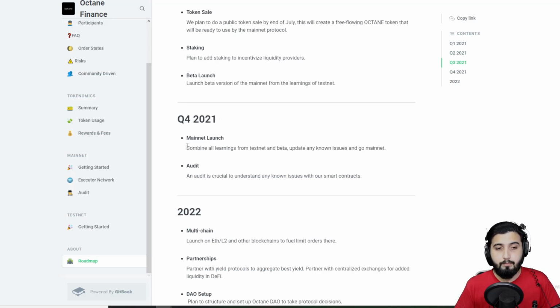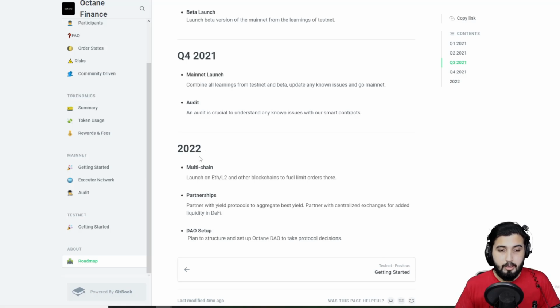Then in quarter 4 there will be the mainnet launch. So after the testnet, all the things that they've learned and improved, they're going to have a proper launch, the mainnet launch. Combine all learnings from testnet and beta, update any known issues and go mainnet. And then they're going to have an audit of their smart contract. And then in 2022, they're going to make it multi-chain. So they're going to launch it on Ethereum, L2, and other blockchains to fuel limit orders there. And then they're going to have more partnerships, partnering with centralized exchanges for added liquidity in DeFi, and then DAO setup, a plan to structure and set up the Octane DAO to take protocol decisions.